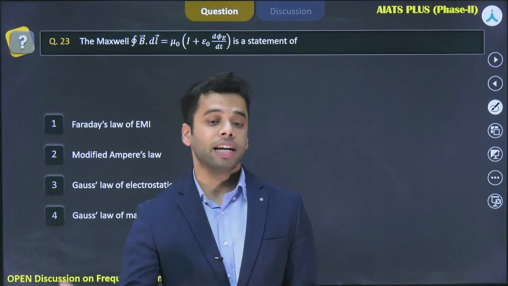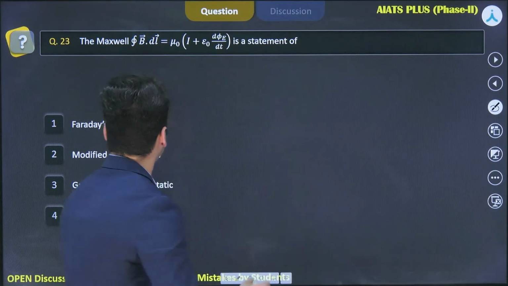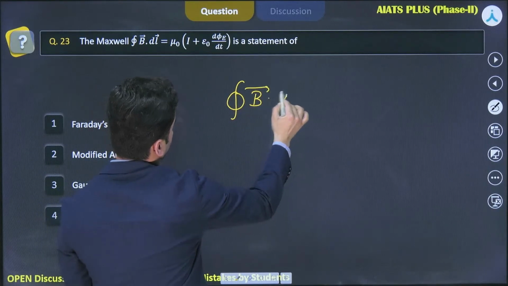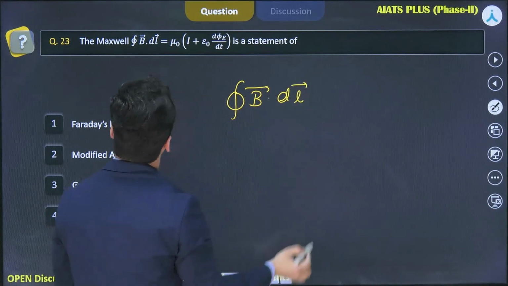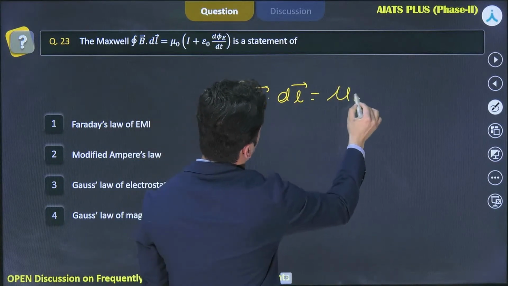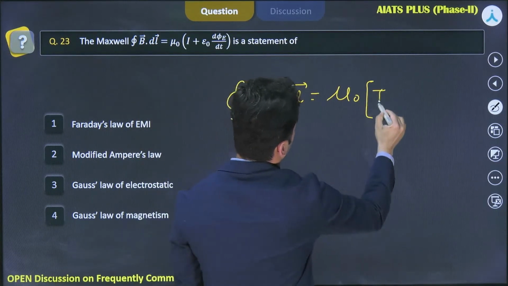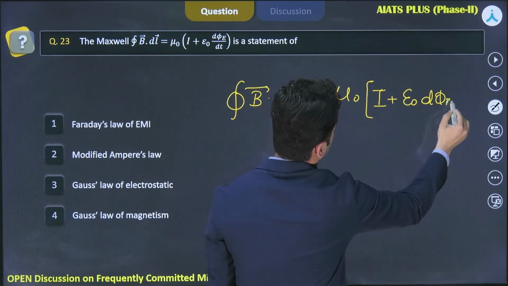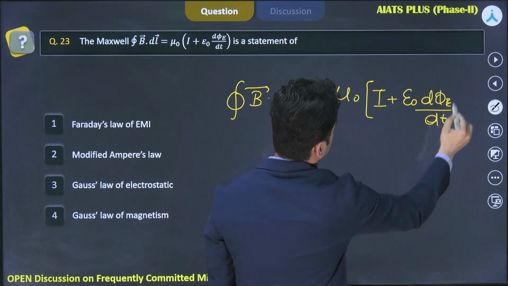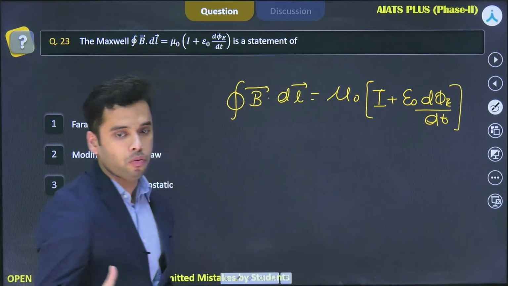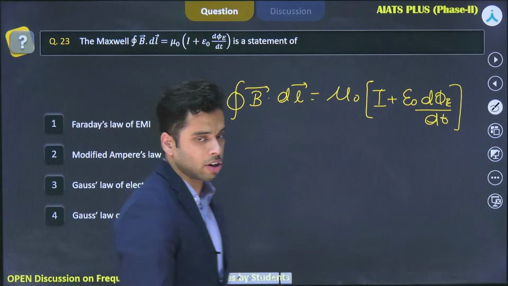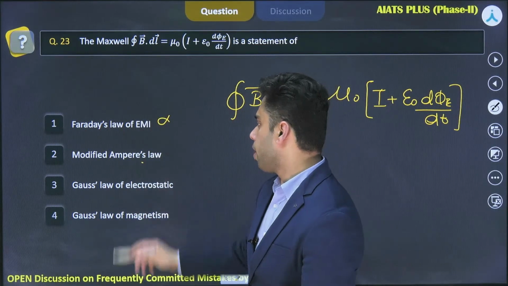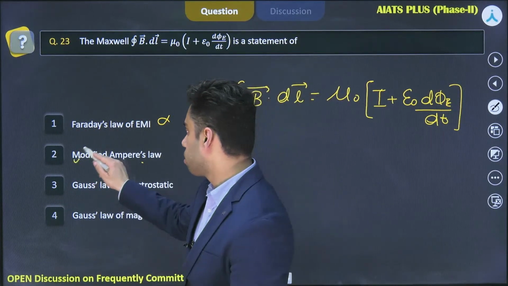Now let's head back to this problem. So you have been asked that this statement, B dot dl, is equal to mu naught times of I plus epsilon naught d phi E by dt. It is a statement of, okay. First one is the Faraday's law of EMI, no. Modified Ampere's law, I think the correct answer is modified Ampere's law.